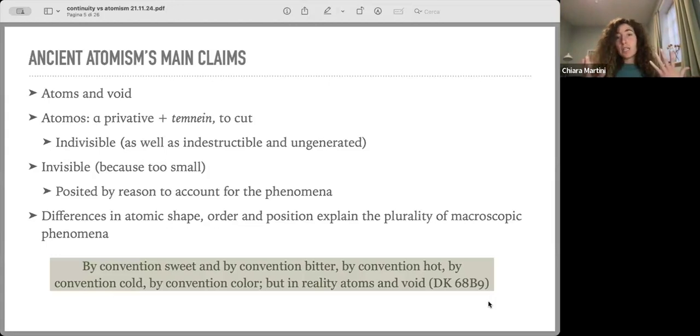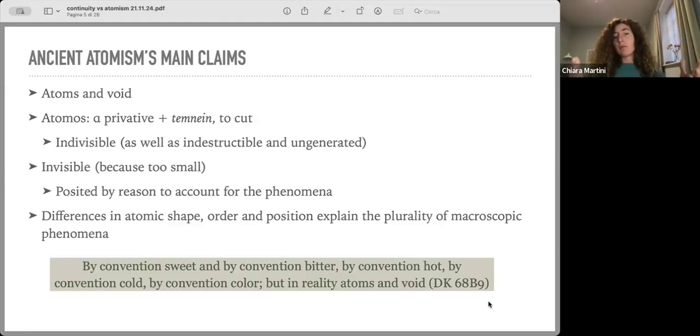So we don't see atoms. It never happens to us that we reach something that is indivisible. But we know that there must be something like that. Why? Because otherwise nothing makes sense. So the idea is that the atomists posit the existence of these things that are invisible and not perceptible in any way, because they are required by their theory to explain the phenomena.